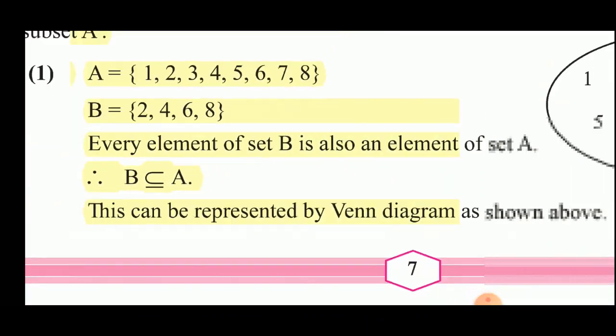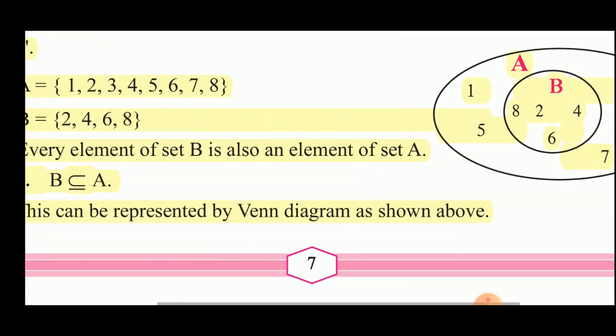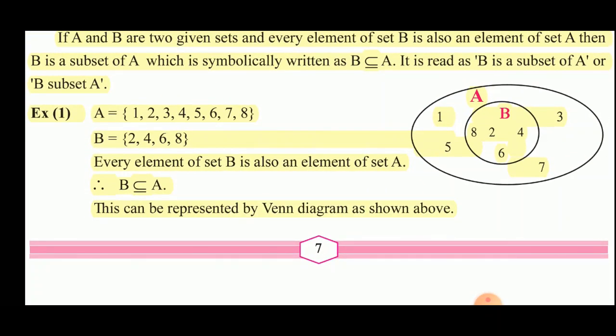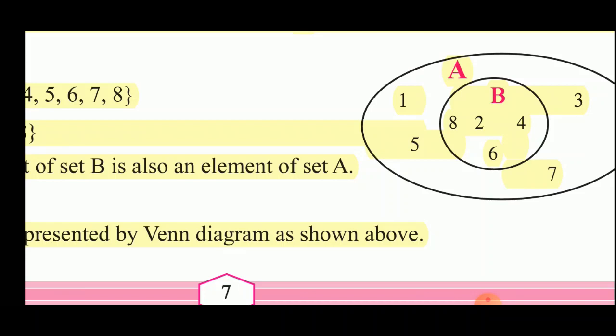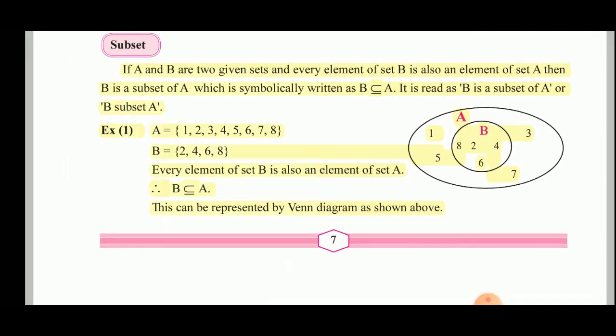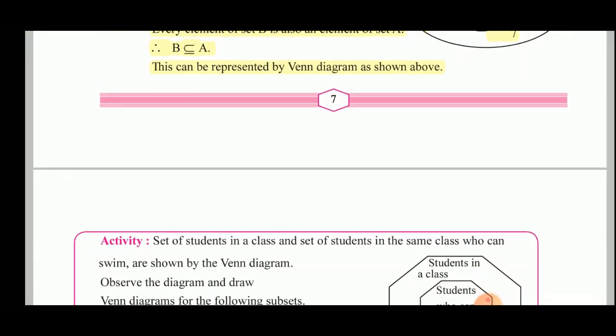Now let us see this. This is how you represent it using the Venn diagram. Since B is a subset of A, B will lie inside A. All the elements of B you write down first, 2, 4, 6, 8, and then the remaining elements of A which are not in B you write down outside B. This is how to represent that B is a subset of A.